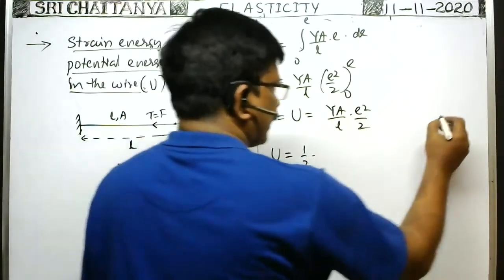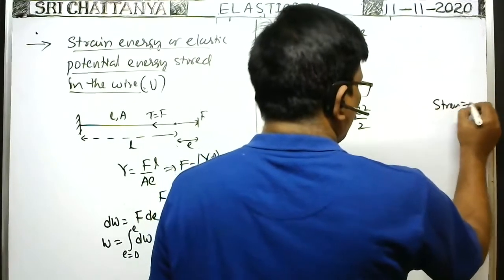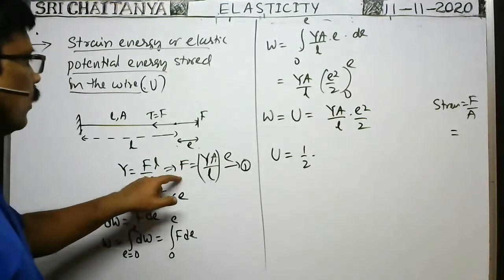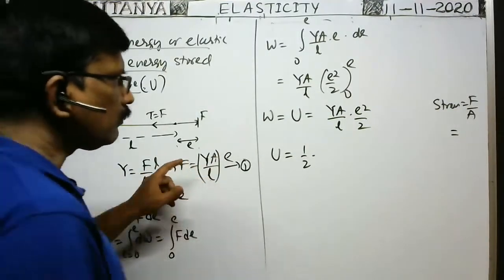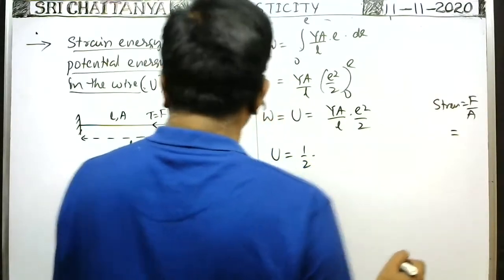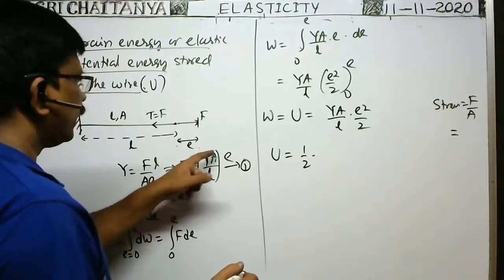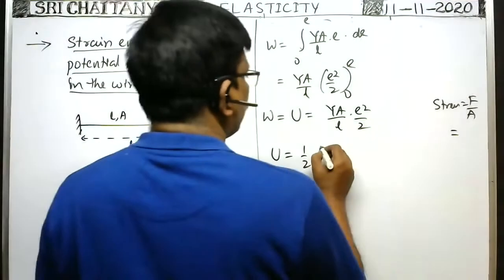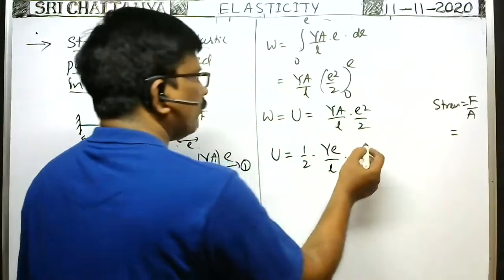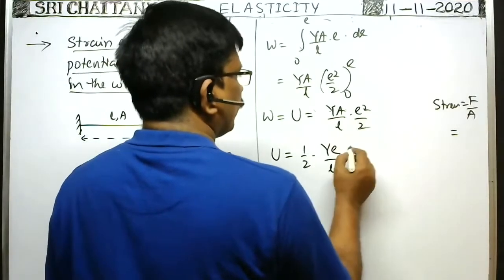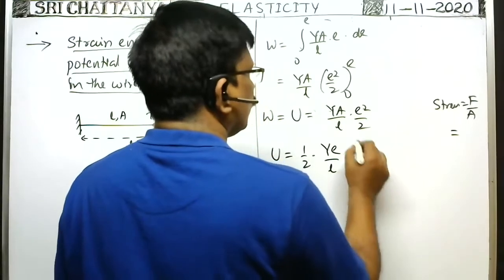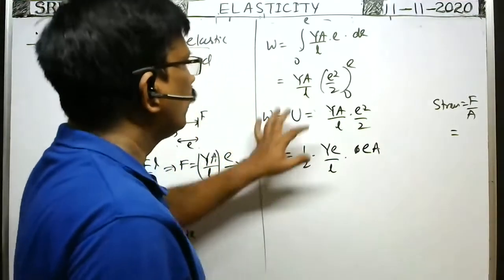What is the stress? Stress is equal to force by area of cross section. Force by area of cross section we can write as Y into E by L. So you write Y into small e by L, and keep it like this. What is the remaining one? Half into YE by L I have written. The remaining is area of cross section into E.